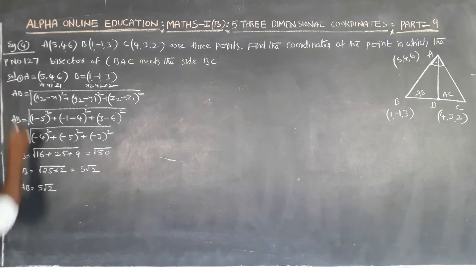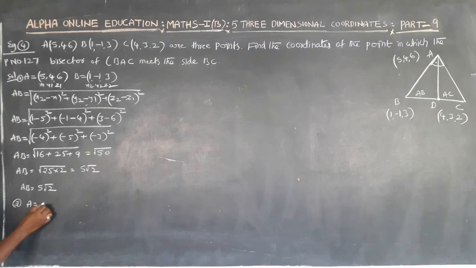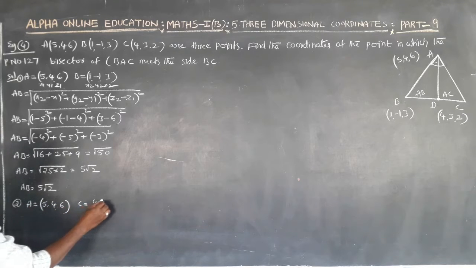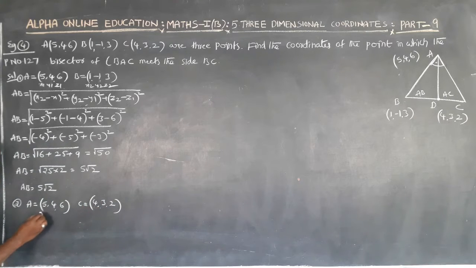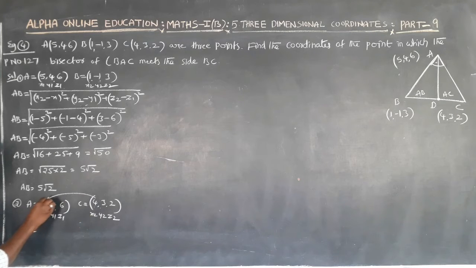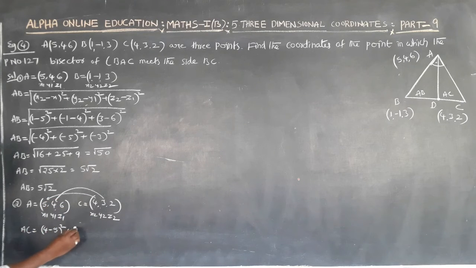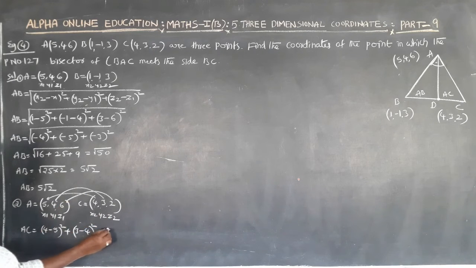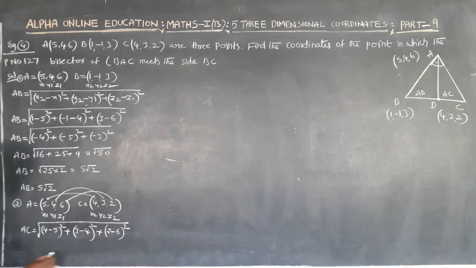Second one, find AC. A is the point (5, 4, 6) and C is the point (4, 3, 2). Let A be (x1, y1, z1) and C be (x2, y2, z2). AC is equal to the square root of (x2 minus x1) whole square, (y2 minus y1) whole square, (z2 minus z1) whole square: (4 minus 5) whole square, (3 minus 4) whole square, (2 minus 6) whole square.